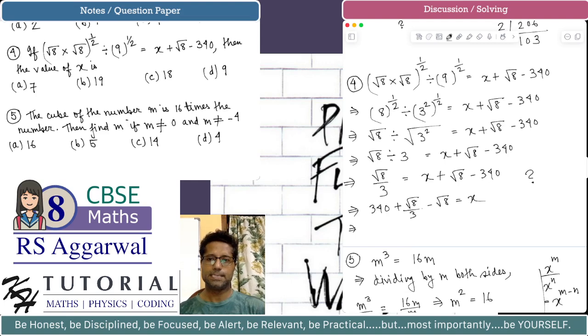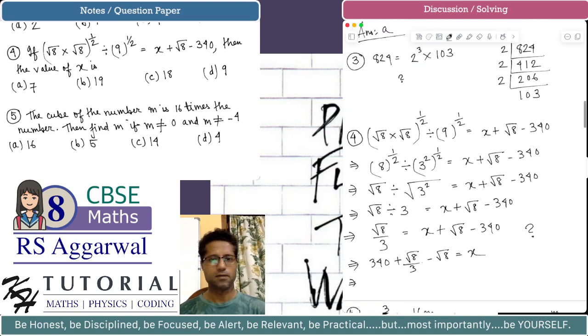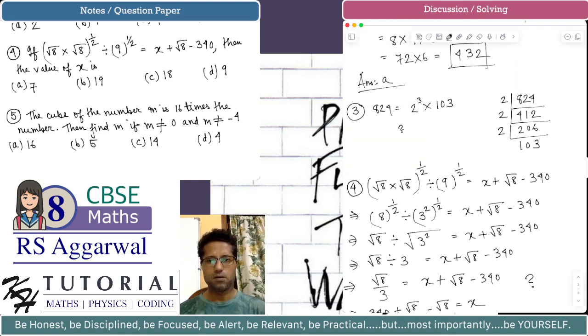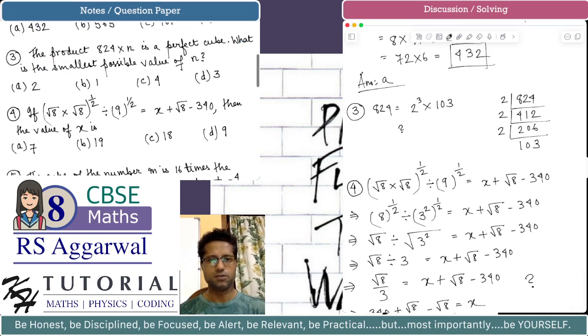But still the value of x cannot be an integer, but all the choices given are integers. I think there is some mistake in the question. I will have to check. And then the question number 3.